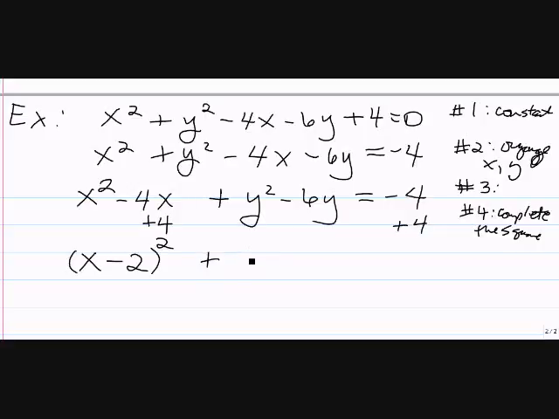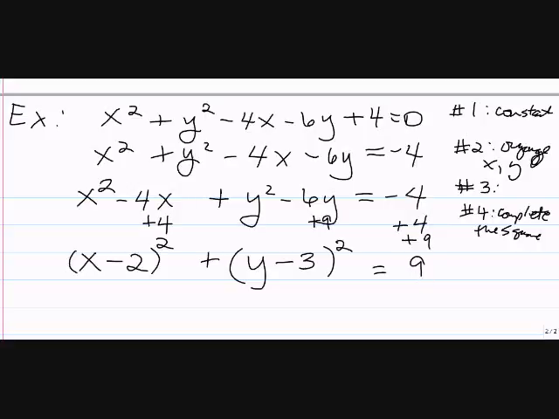Plus y squared minus 6y becomes y minus half of 6 squared. Y minus 3 squared is y squared minus 6y plus 3 squared, plus 9. Add that to both sides, equal sign. Okay. Add all these 3 up on the right and you get 9.